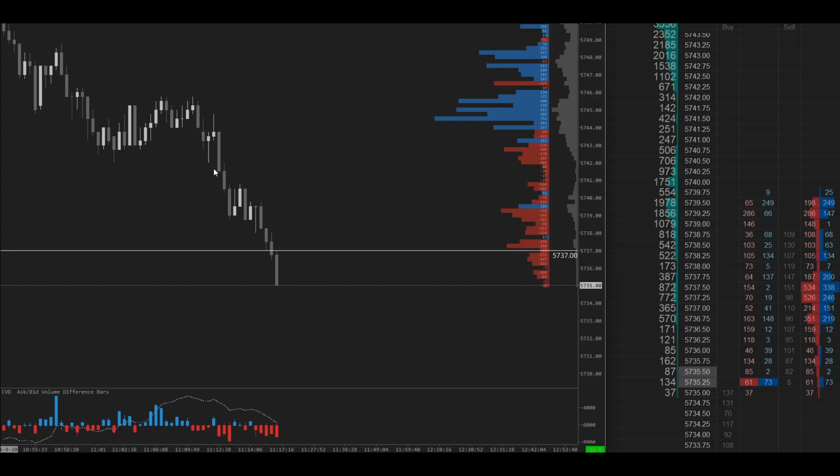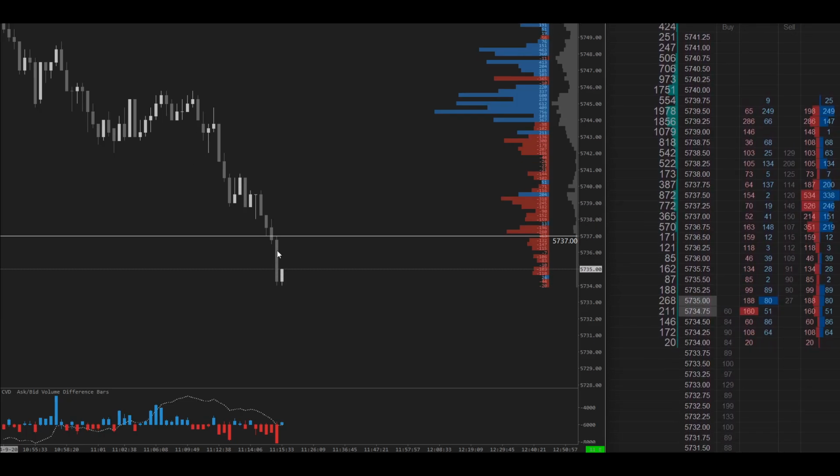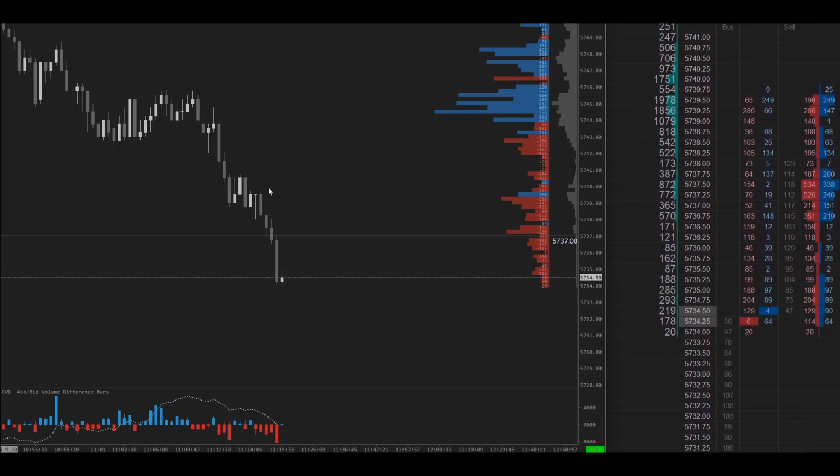So when we were up here, we could see it's flushing pretty hard there. So it's below the level, but I'm not just assuming it's going to break it and keep running. I'm really expecting some kind of reaction, even just profit taking, anything relatively close to this, above or below.